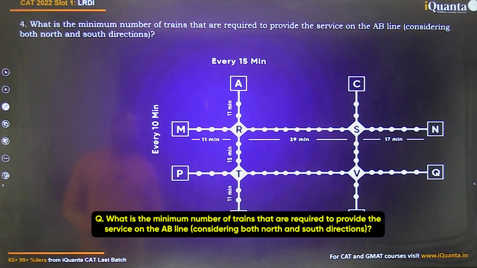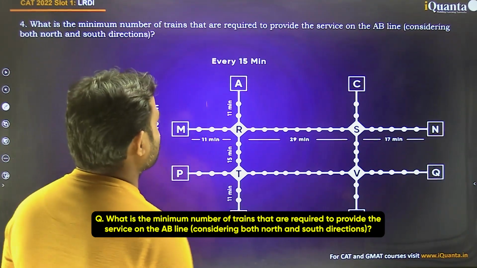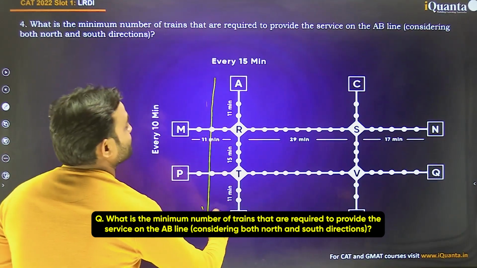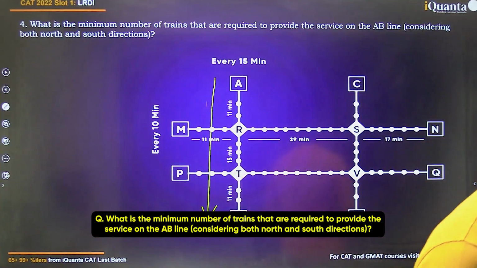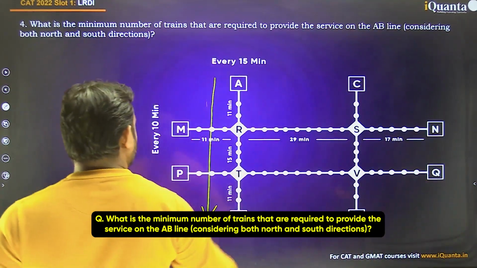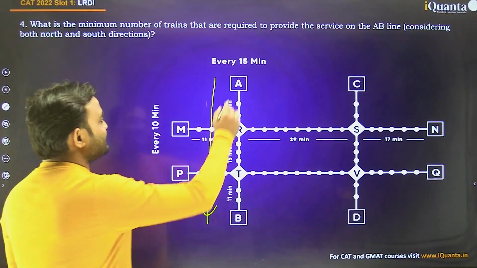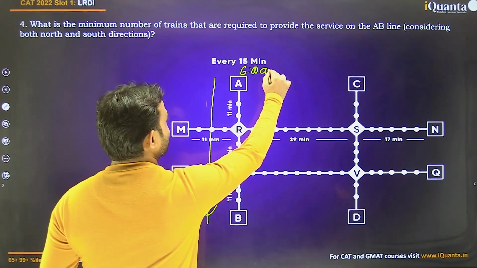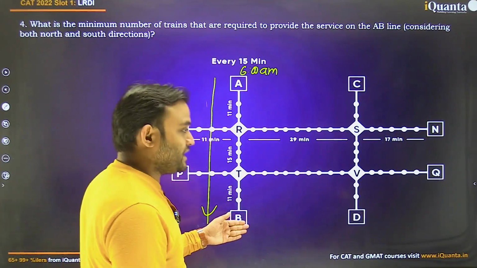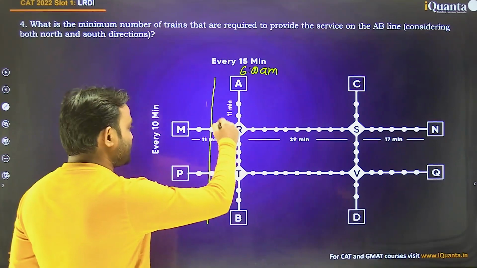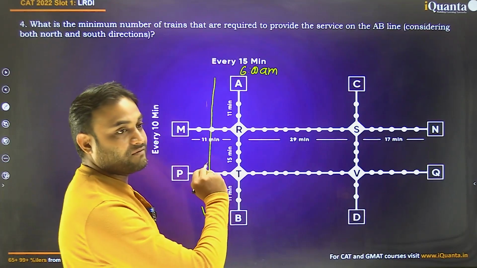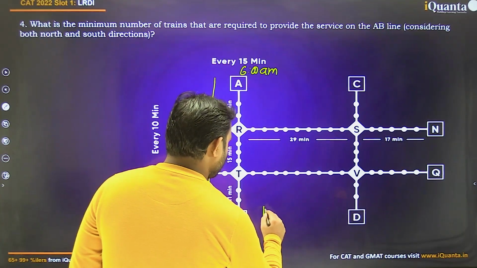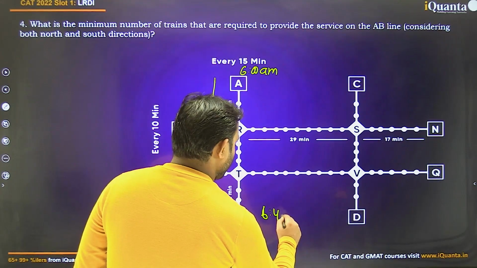Fourth question, it says, what is the minimum number of trains that are required to provide the service on the AB line, considering both north and south direction. So we need to consider this in both directions, up and down. Now what we can say, if a train is starting at 6 a.m. from A, then it will reach B after how much time? 13 plus 17, 30 plus 11, 41 minutes. So this train will reach here at 6:41 a.m.